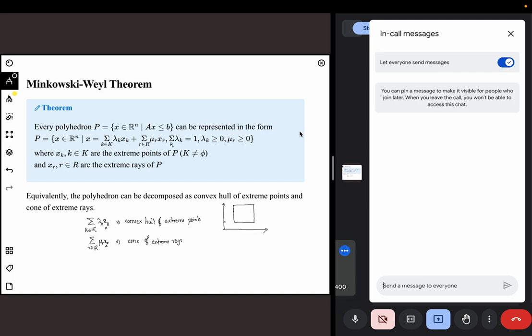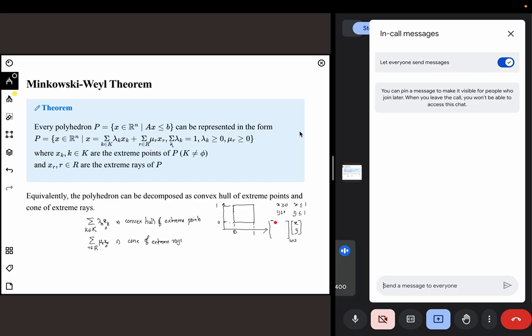For example, I have some set like this. So how do I represent this set? This is 0, this is 1, 0, this is 1. This is basically x greater than or equal to 0, x less than or equal to 1, y greater than or equal to 0, y less than or equal to 1, right? So if I want to represent the set in the form of Ax less than or equal to b, my variables are x and y. My A matrix should have four half spaces, so it will be 4 rows and 2 columns.